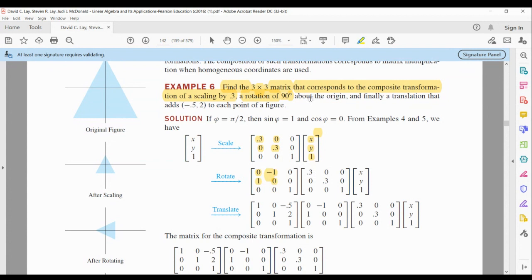And then finally, you're going to have a translation that adds negative 0.5 and 2 to each point, and so there's the last one, and you see there the negative 0.5 and the 2. You see where they go. They go right there.